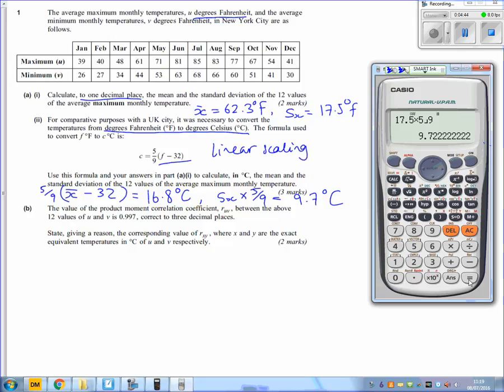Part B, the value of the product moment correlation coefficient between the values of U and V is 0.997 to 3 decimal places. So it's asking us to give a reason and give the corresponding value where x and y are now in degrees centigrade. Okay, so if I'm just changing the units from Fahrenheit to centigrade or Celsius, that's not actually going to change the correlation between the two sets of data. So actually, the correlation is just going to be the same, 0.997.